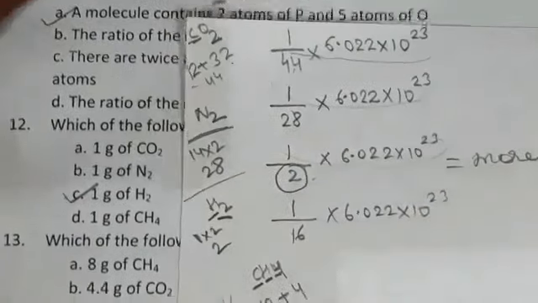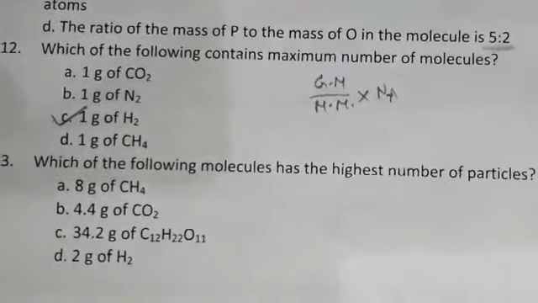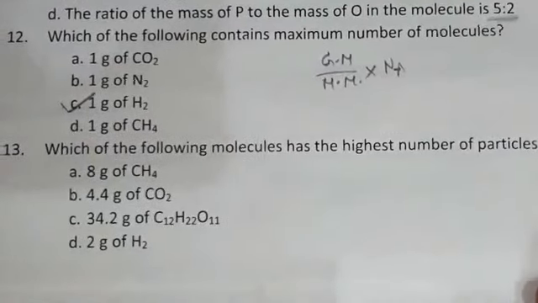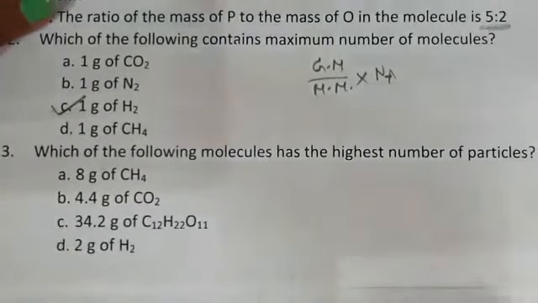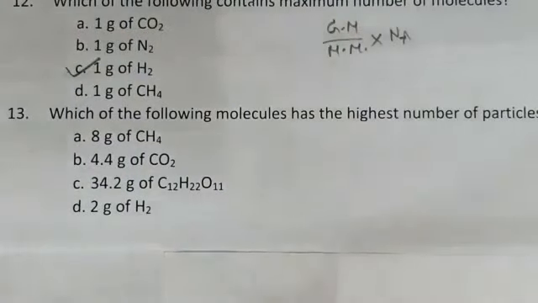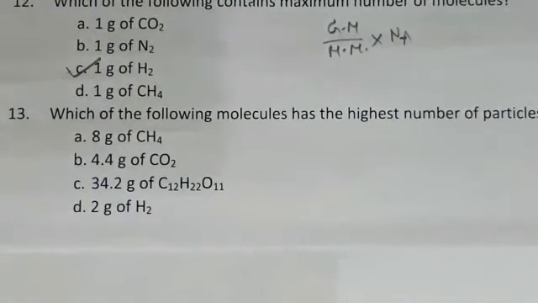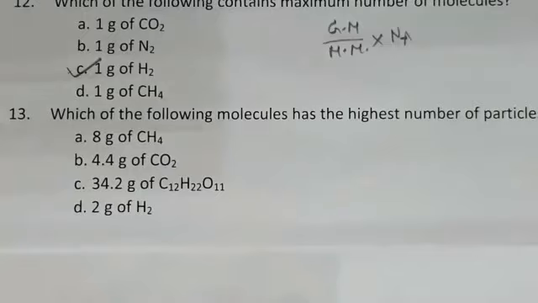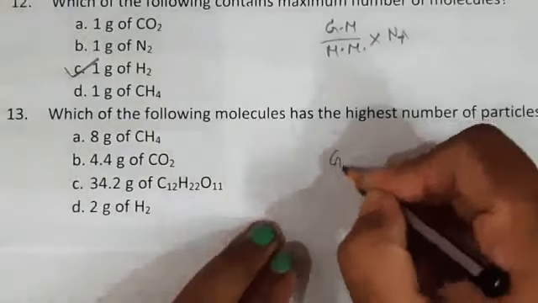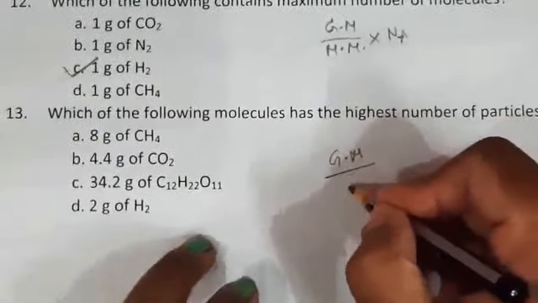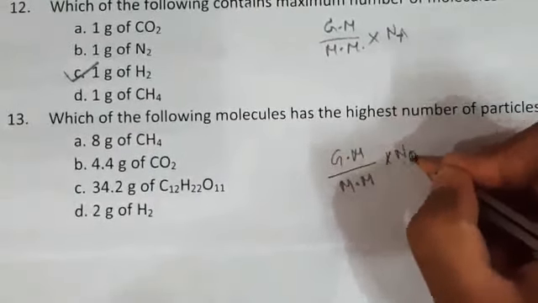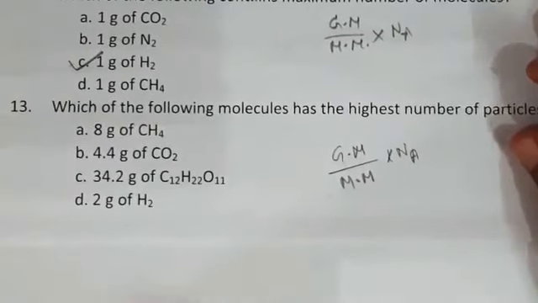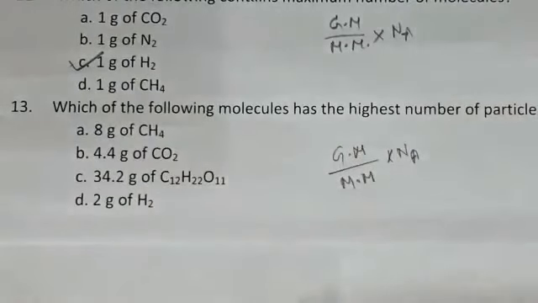Coming to the next question, question number 13. Which of the following molecules have the highest number of particles? You have to calculate the highest number of particles. Particle means atoms, so you need to calculate the number of atoms. Apply the same formula that we applied in question number 12: given mass divided by molecular mass or molar mass into Avogadro's number. Just apply this formula in all these 4 cases and calculate your answer.